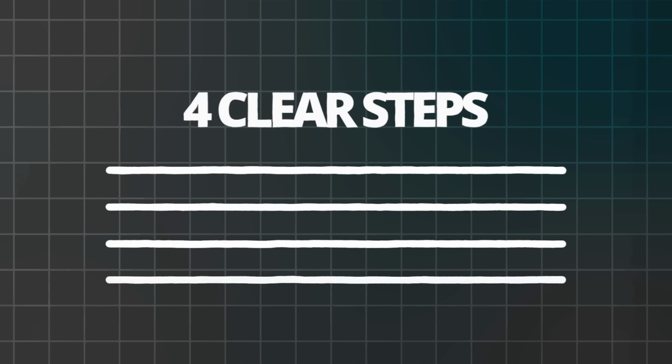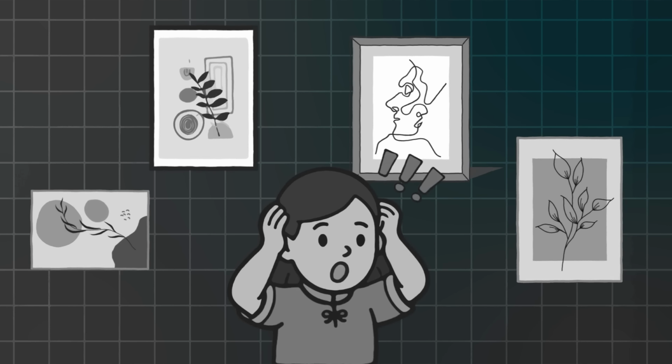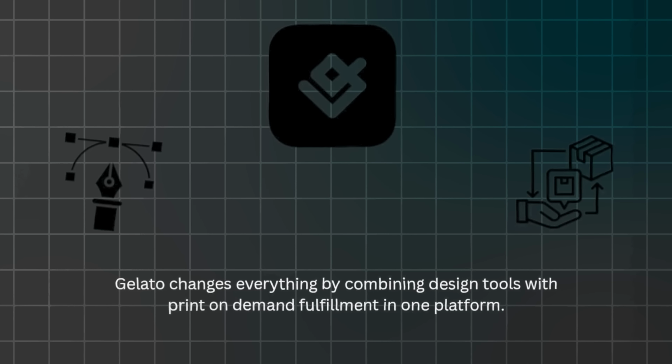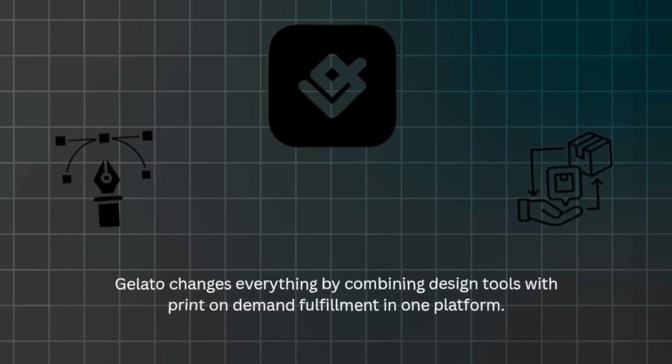In this video, I'll walk you through 4 clear steps that show you how to get professional wall art products listed on your Etsy shop using a much smarter, beginner-friendly approach. The traditional approach involves spending hundreds on design software, finding reliable printers, managing inventory, and dealing with shipping nightmares. But Gelato changes everything by combining design tools with print-on-demand fulfillment in one platform.